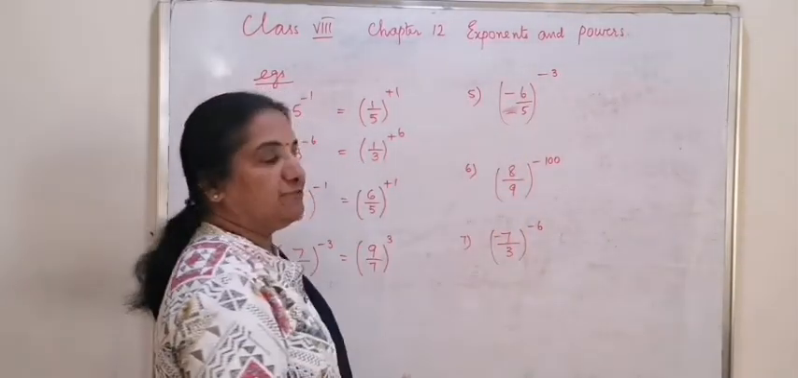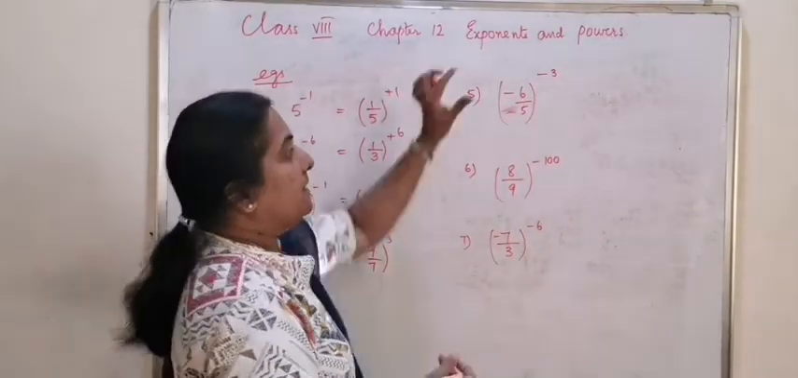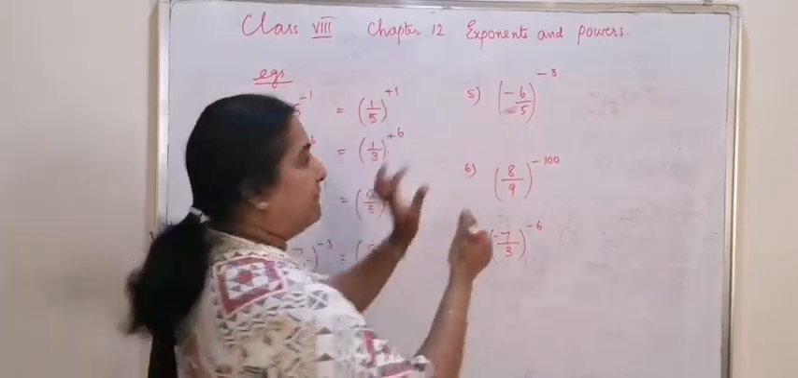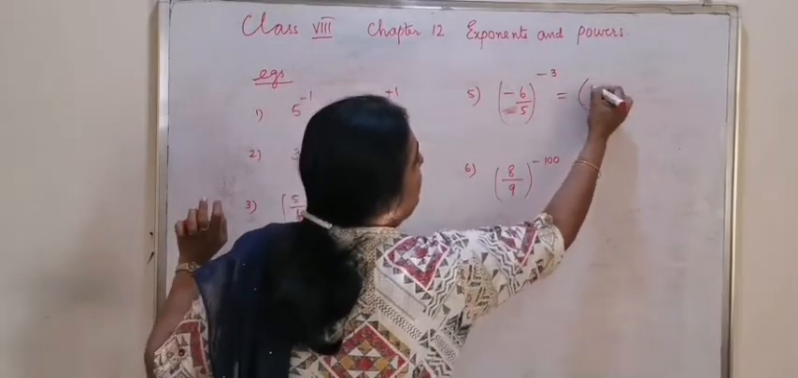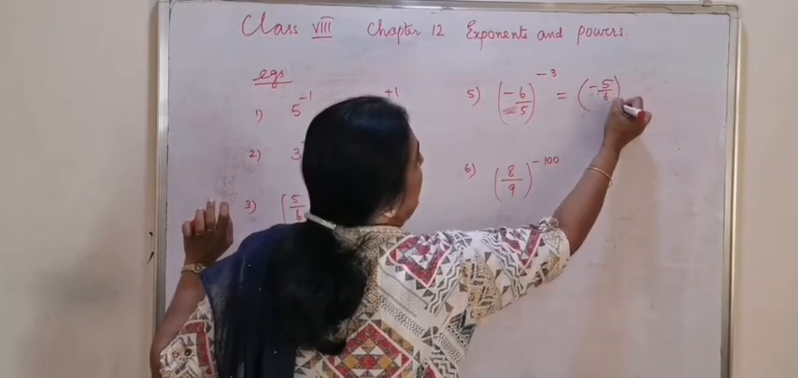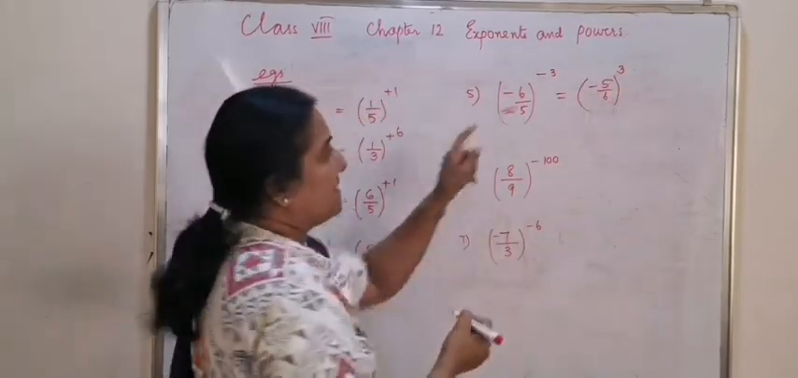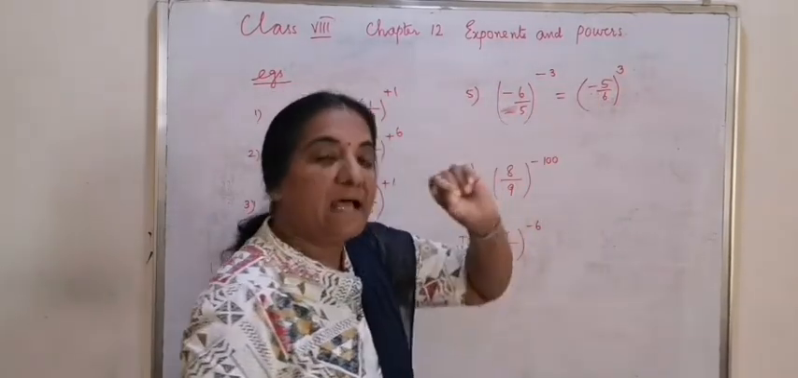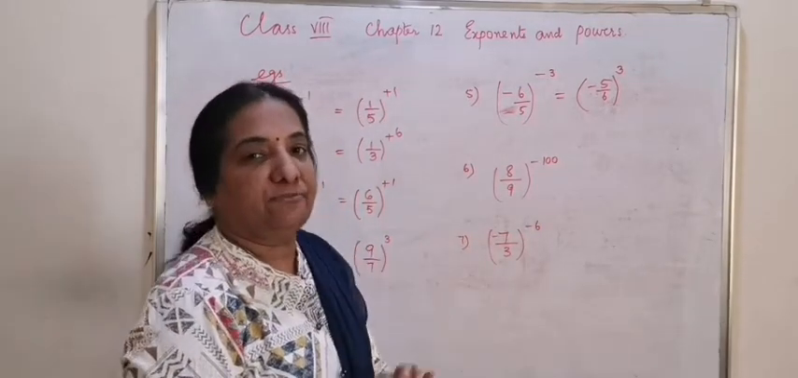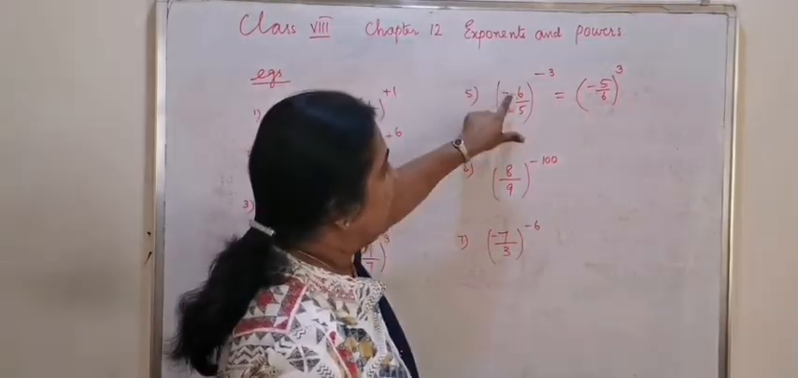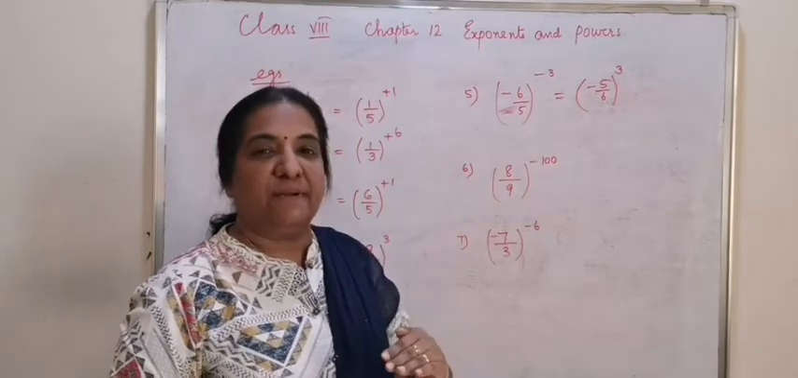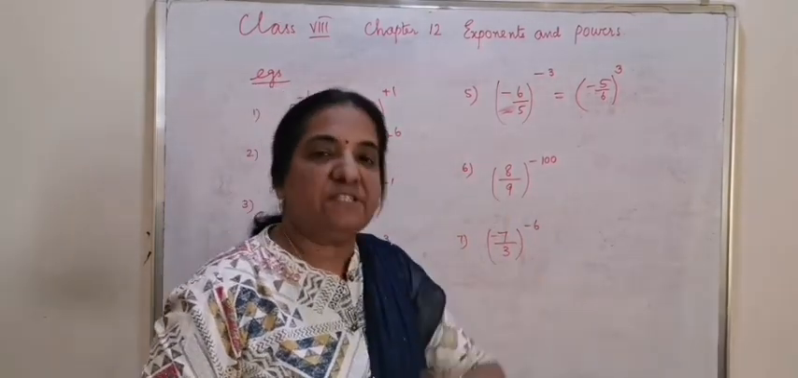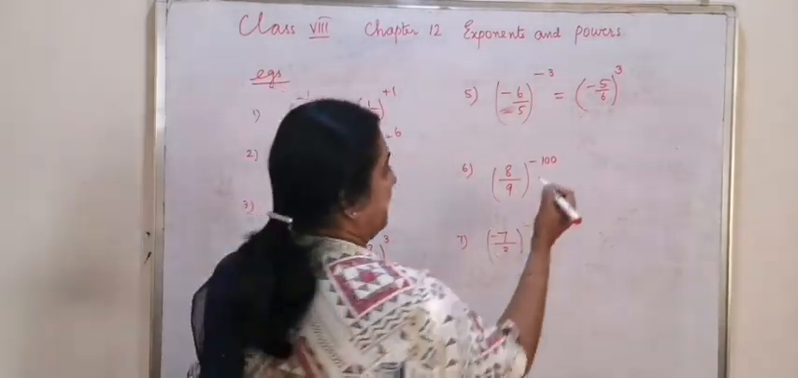Minus 6 by 5 to the power of minus 3. The base is minus 6 by 5. It will be converted as minus 5 by 6 and positive 3. The negative sign will remain as it is, because the reciprocal of minus 6 by 5 is minus 5 by 6.